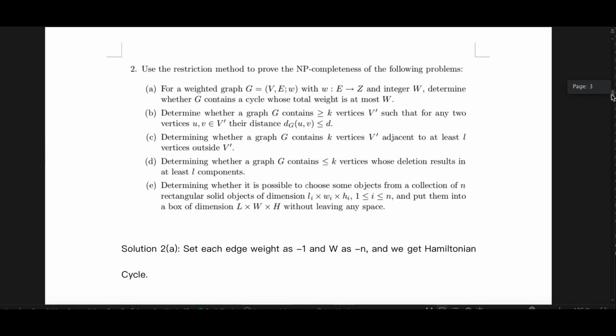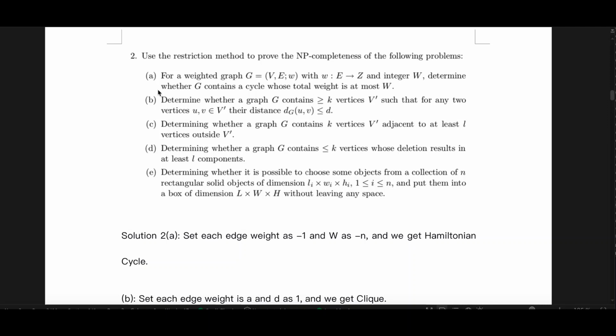Okay, let's look at the second question. There are 5 small questions, and the requirement for this question is to use the restriction method to prove the NP-completeness of the following problem.